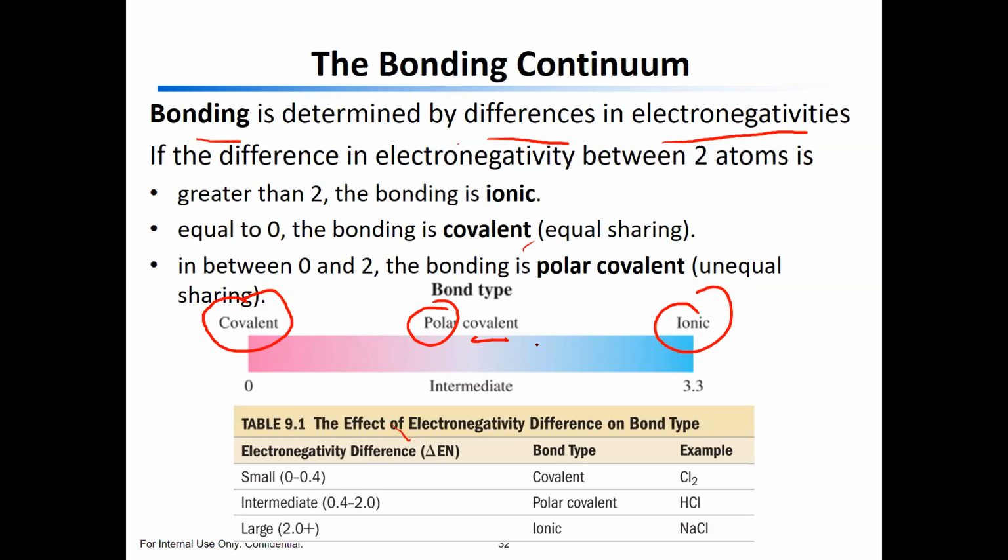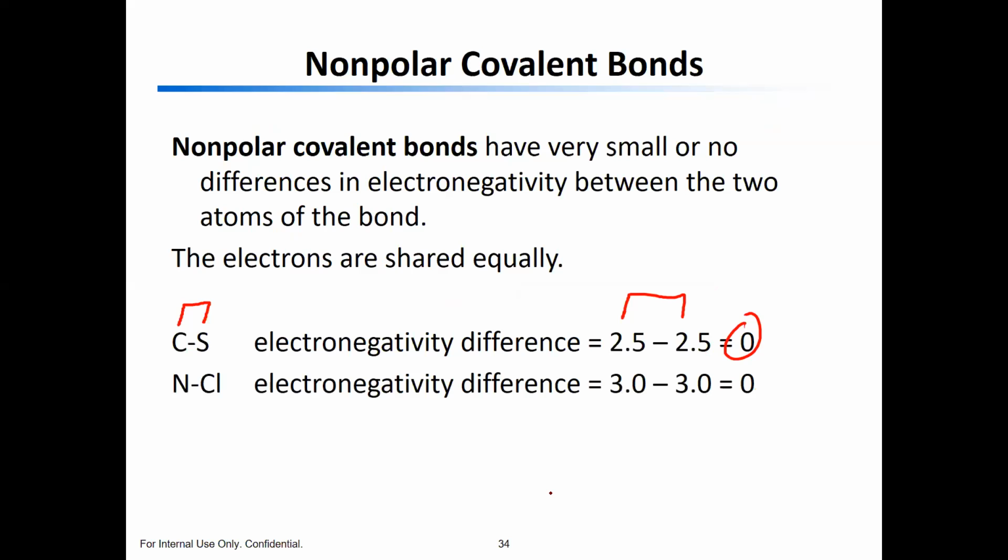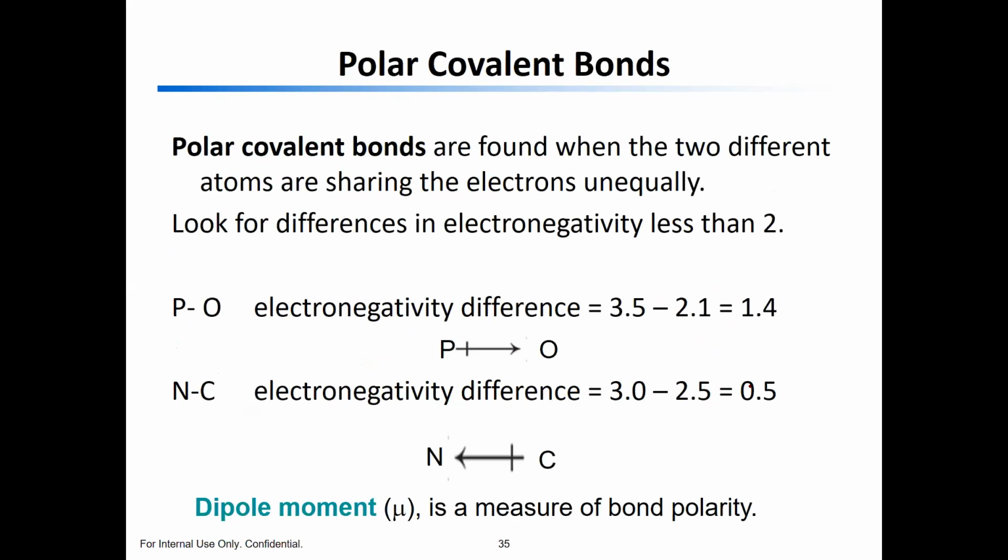is it covalent, polar covalent, or ionic? Looking at the two numbers, we subtract the two numbers, and what do we get? In this range, and this range, it's going to tell us it's polar covalent or ionic. So nitrogen and chlorine, subtract the two numbers, 0, that's a covalent. Phosphorus and oxygen, if those two atoms form a bond, is going to be 3.5 minus 2.1, 1.4. That's a polar covalent.